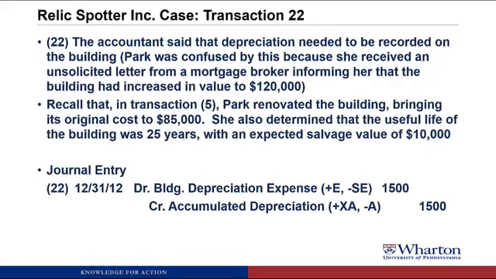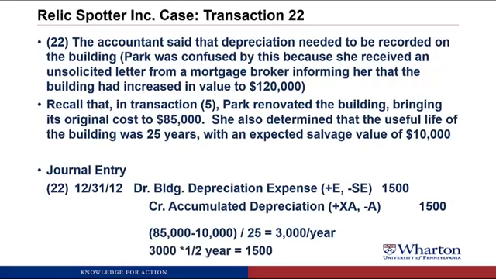Now where we get the $1,500 is we take the difference between the original cost of $85,000 and the salvage value of $10,000. So that's $75,000 we're going to depreciate over time. Divided by 25 years of life would be $3,000 of depreciation per year. It hasn't been a year yet. The business has only been open 6 months. So we take half a year to get the $1,500.